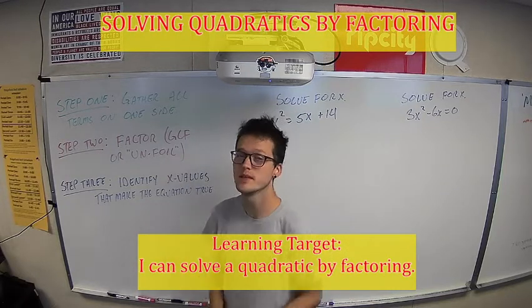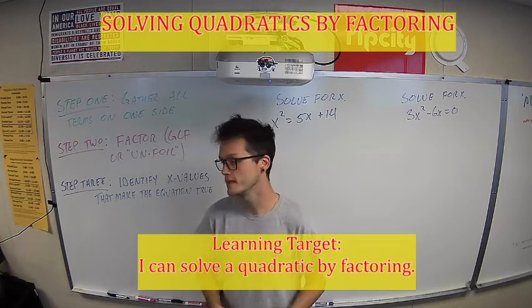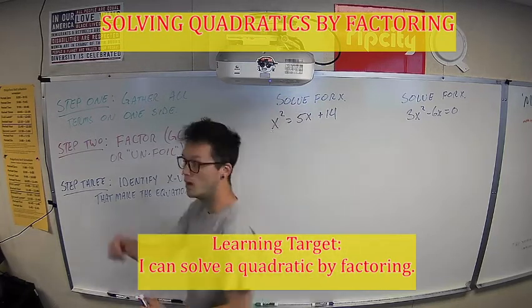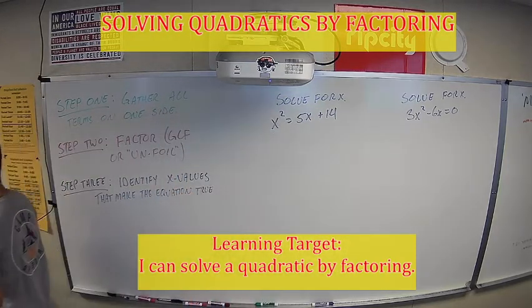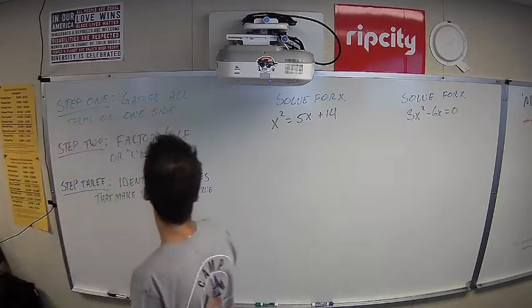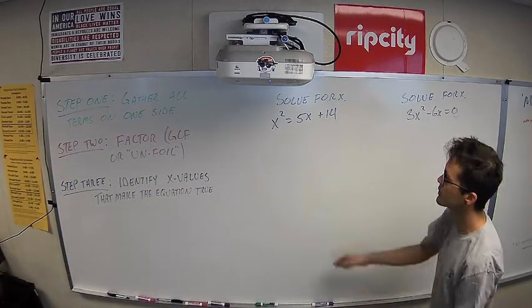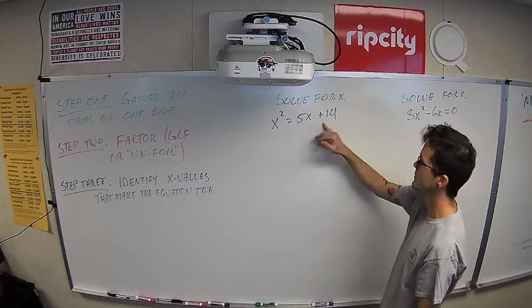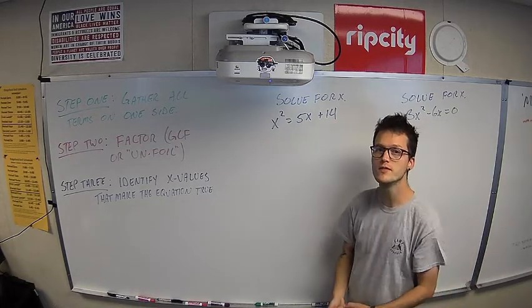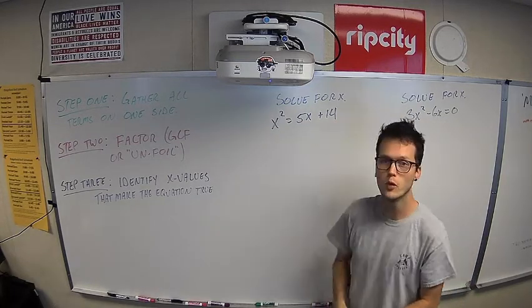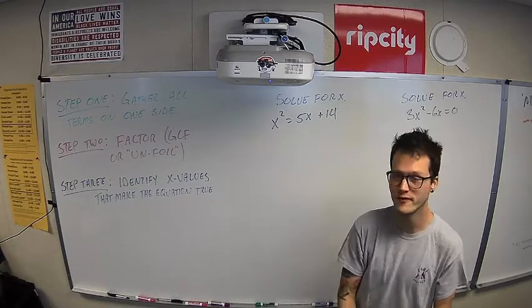So I have some step-by-step, but we're just going to dive into examples and refer to the steps as we go. Learning target below: I can solve quadratics by factoring. So let's do it. The first one says solve for x, and we're given the equation x squared equals 5x plus 14. We learned in previous videos we can solve this by graphing if we want to. This one, we're going to solve by factoring.